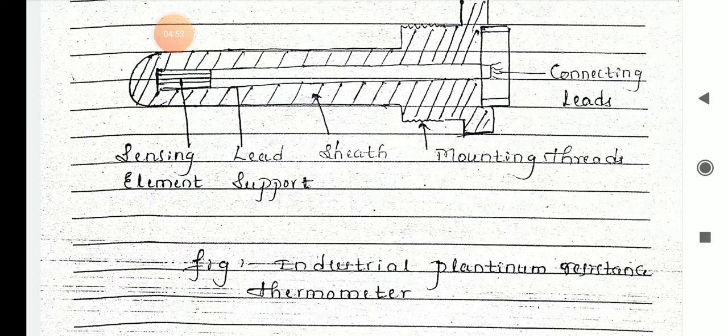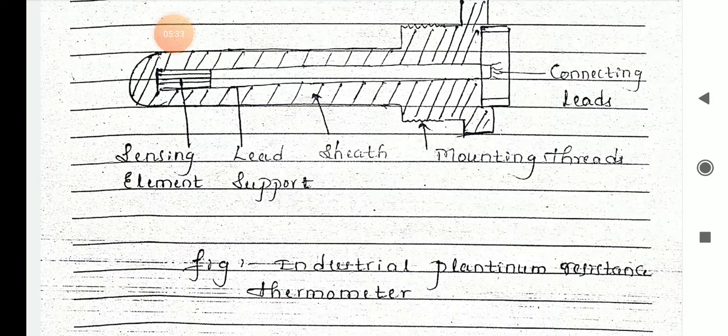Leads are provided and drawn out for connectivity to the bridge circuit. What is the function of those connectivity leads? You have to measure the temperature by connecting to the bridge circuit, to measure the resistance. Mounting threads are provided for proper installation of the thermometer. So to install the thermometer, you use the mounting threads.